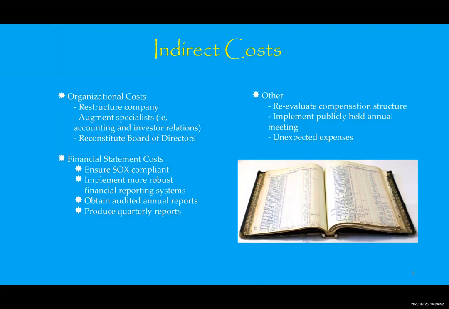Some examples of indirect costs are also things such as if the company needs to reconstitute its board of directors, perhaps creating an audit committee, making sure its financial statements are in the appropriate format and are audited on an annual basis, potentially looking at reevaluating its compensation structure, etc.